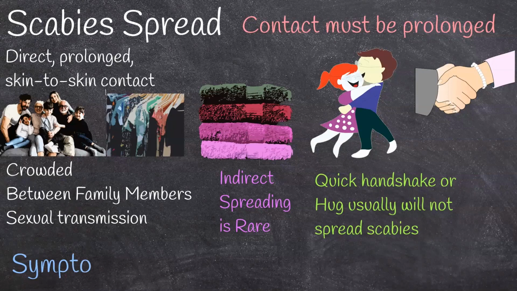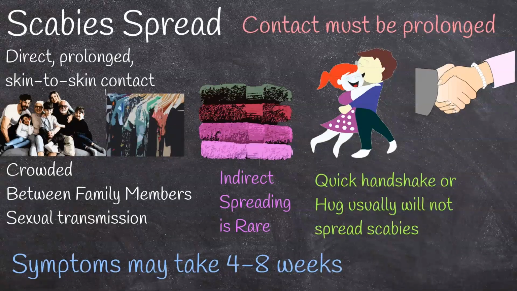How soon after infestation do symptoms of scabies begin? If a person has never had scabies before, symptoms may take 4 to 8 weeks to develop. It is important to remember that an infested person can spread scabies during this time, even if he or she does not have symptoms yet.